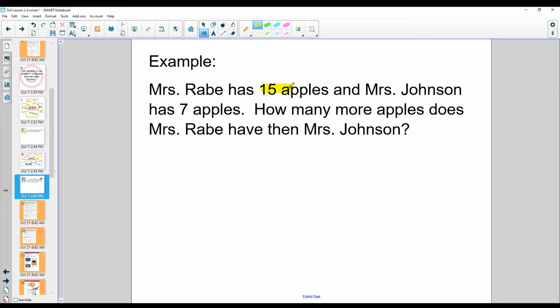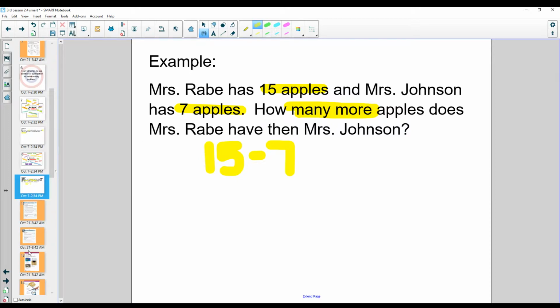All right, so let's just show you an example of what that might sound like. Mrs. Rabe has 15 apples and Mrs. Johnson has 7 apples. How many more apples does Mrs. Rabe have than Mrs. Johnson? We're finding the difference of how many more. I can either subtract 15 minus 7, or I can start at 7 and count up to 15. Both ways, I'm going to get the same answer.